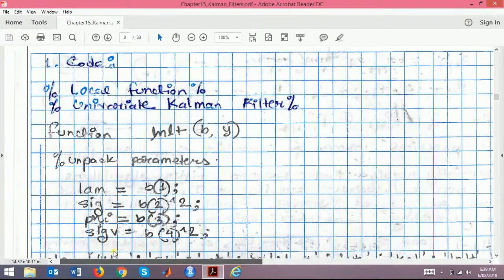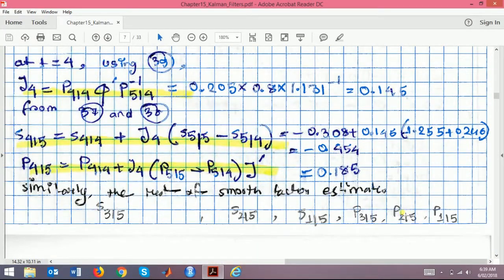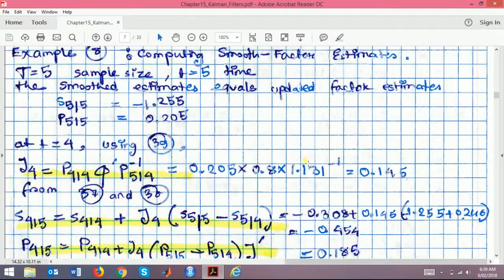Amazing. It is a bit difficult. So I think here we conclude our theory and then we move into coding. I think we will have a little bit of a challenge with the smooth extraction factor because of its backward propagation nature. But if we look back at this equation, I don't think it is at all different. So just one more time: when we are doing the smooth extraction factor, we first need to estimate J. J is P11 phi transpose divided by P21, right? And S1 for the entire time period equals S11 plus J; inside the bracket you have S2 for the entire time period minus S2.